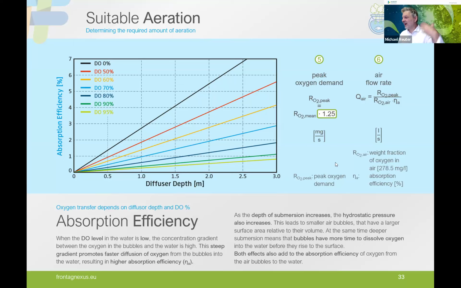And that's why with larger fish densities, we will use other means to transfer oxygen into the fish water, like oxygenation in a separate device outside of the fish tank.